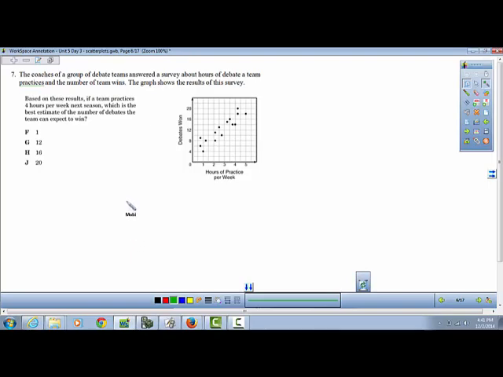Here, I'd like for you to do the same thing. The coaches of a group of debate teams answered a survey about hours of debate team practice and the number of team wins. The graph shows the results of the survey. Based on these results, if a team practices 4 hours per week next season, which is the best estimate of the number of debates the team can expect to win? So I would go to 4 hours, come up here, and we're probably going to hit our line of best fit right in there. Come over here, and we're probably going to be right around, say, 16 winning debates.